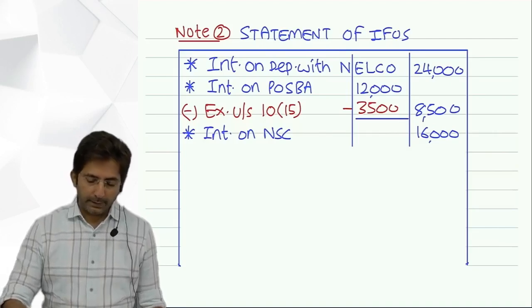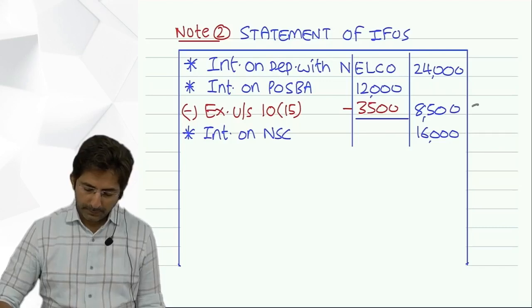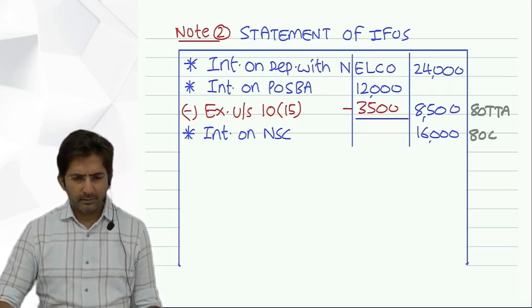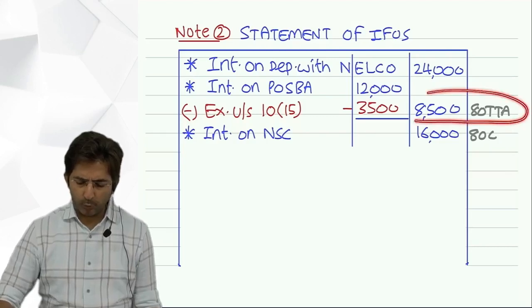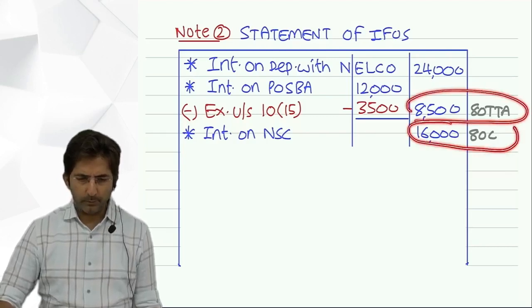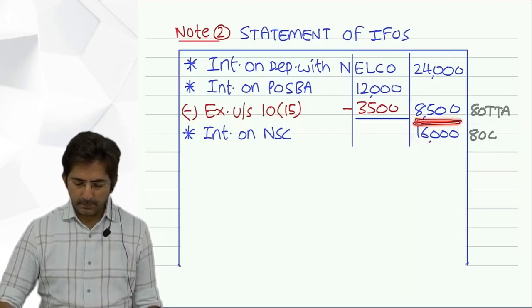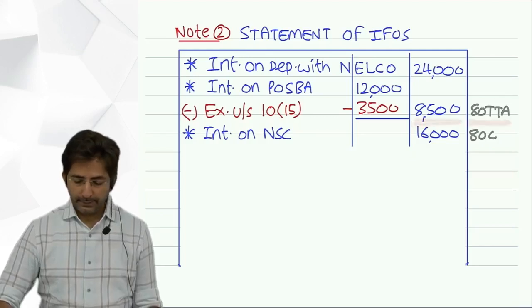If you want, you can write with pencil like this. Look here, see what I am doing. With pencil you can write here, just for your understanding, so that when you revise at home, all this will help you. See what I have written: this POSBA interest will be taken later in 80TTA and interest on NSC will be taken later in 80C.